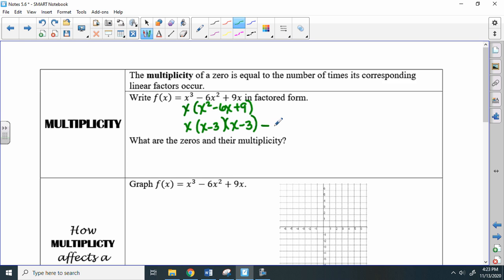I kind of ran out of room, but remember when you have the same factor twice, you can write it once with a square. So there is my polynomial.